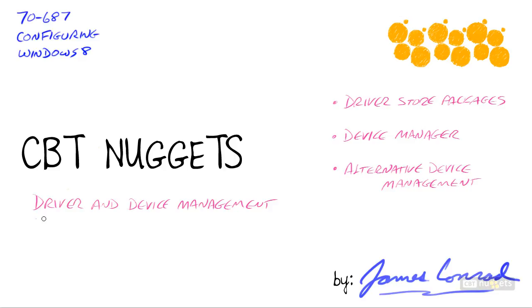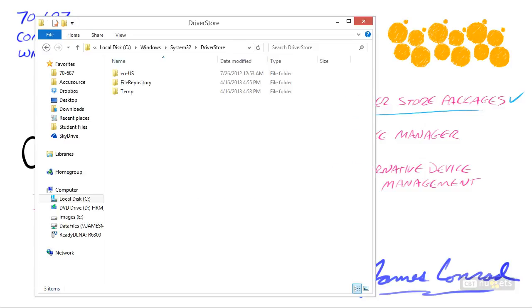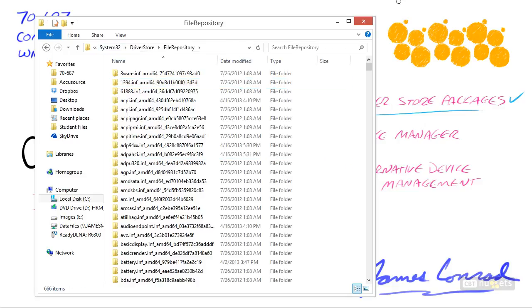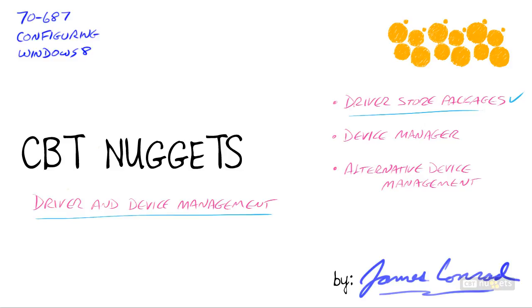In this nugget, we talk about driver and device management. We start talking first of all about the driver store packages. I think I remember in our last nugget entitled Device Drivers, we took a look at the file location for that. And remember, that's going to be in Windows System32 in the driver store, and then there's a file repository for us here. So we will take a look at the driver store packages, how to do things such as populate that with device drivers of your own or that you want to make sure are pre-populated there.